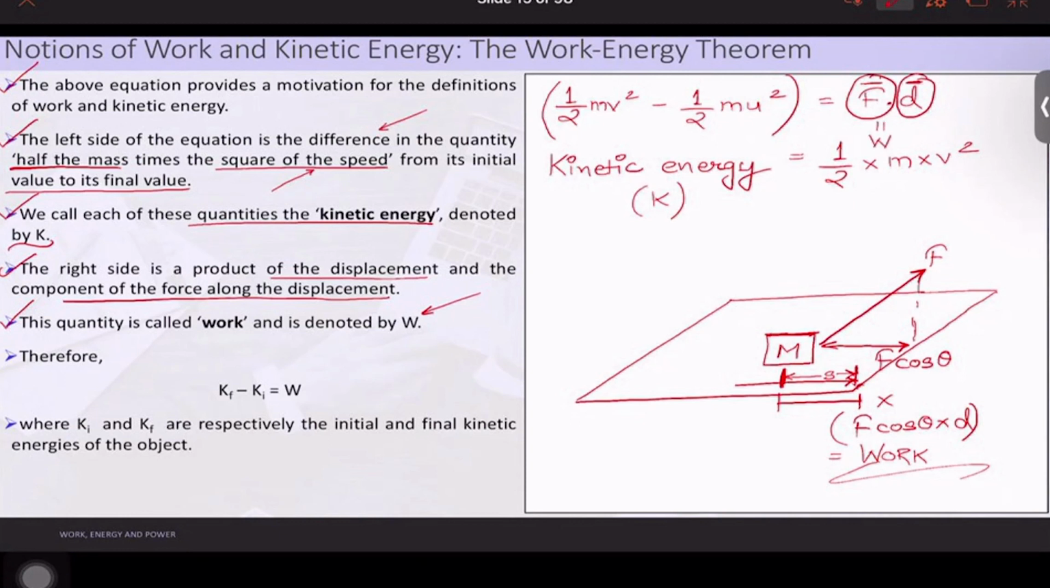Okay, and is denoted by capital W. Therefore, what we got is that the difference in the final and the initial energy is the total work done. Therefore Kf, that is the final kinetic energy, minus the initial kinetic energy is nothing but equal to the total work done. So this is the formulation which we got, that the difference in the kinetic energies is nothing but equal to the work done, where Ki and Kf are respectively the initial and the final kinetic energies of the objects.